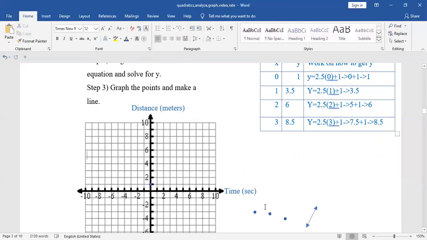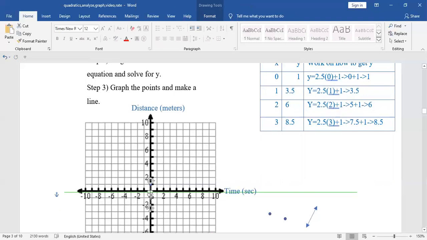My second one is 1, 3.5. So I'm going to move this over, starting from the origin. I'm going to move 1 over for the x and 3.5 up for the y value. And then the next point is 2, 6. So I'm going to, again, start at the origin, move over 2 on the x-axis, sideways, horizontally, and then up 6. Okay. So there's my 2, 6 right there. Oh, it moved over. Let me fix that.